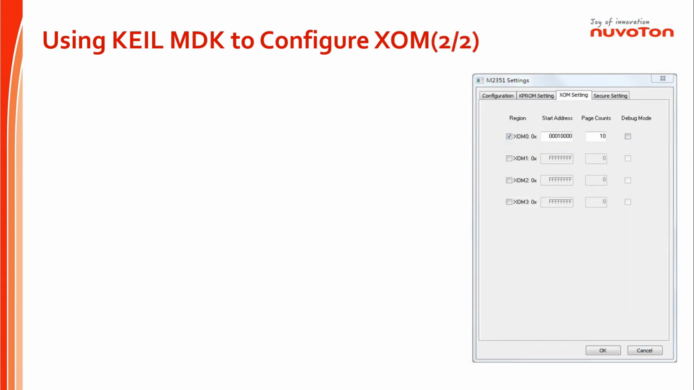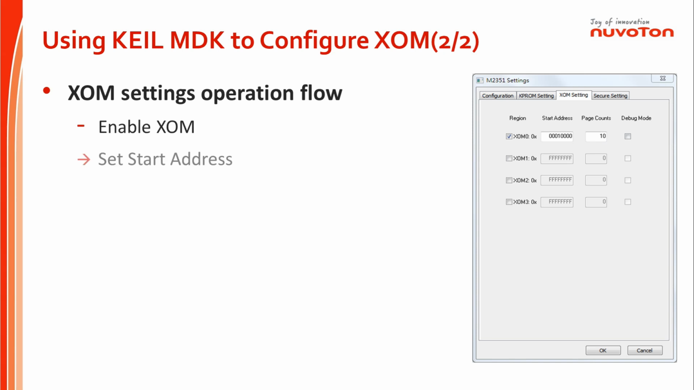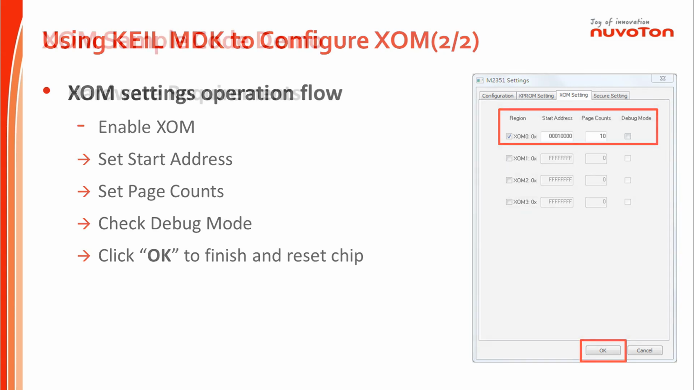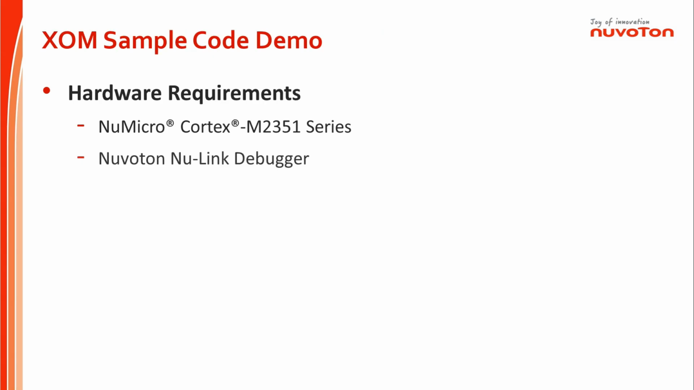The user can find the XOM settings page in Keil's option page. Under the page, the user can set the XOM start address, page counts, and whether to enable debug mode. Finally, click OK to reset the chip and activate the XOM region. The video here demonstrates the XOM settings and use.